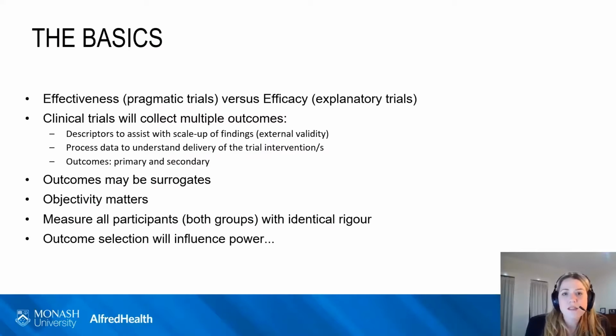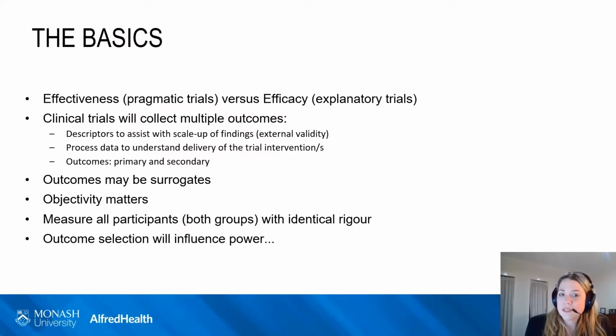The other factor I wanted to touch on is an acknowledgement that clinical trials will collect multiple outcomes. They're going to collect data to do with describing the patient population. They're going to collect data to do with the process of the trial so that we can understand things like fidelity. But what we're going to be talking about today are outcomes. And that's where we're trying to determine the differences between two or more groups. These might be primary or secondary outcomes, and I'll touch on that in a moment.